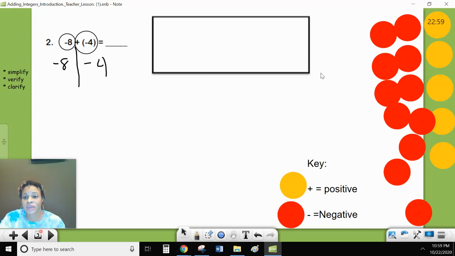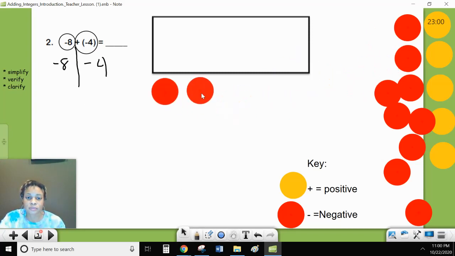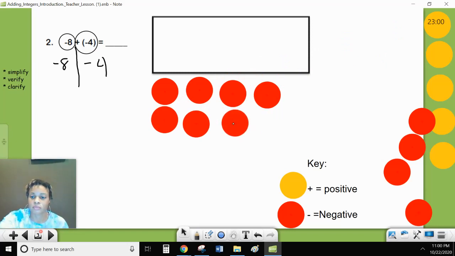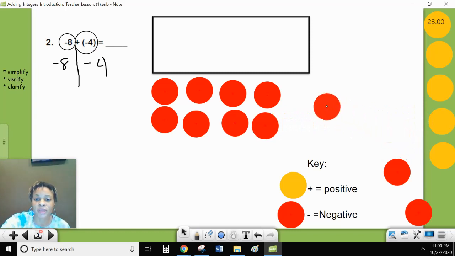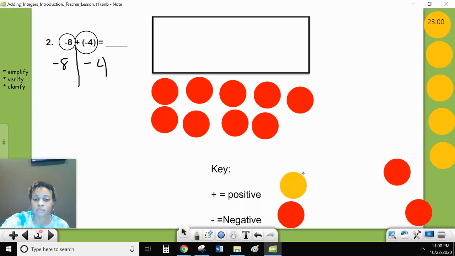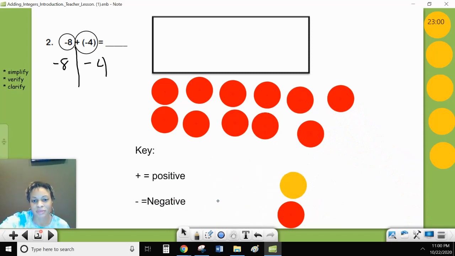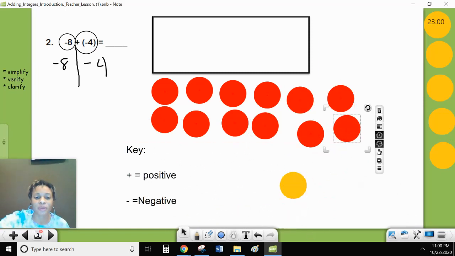So the first one is -8. So I'm going to drag over 8 reds. And my second number is the opposite of 4, or -4. I'm going to drag over 4 more reds. And I have to borrow this red from McKee. Okay, I borrow that one.